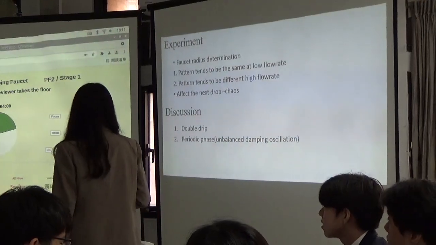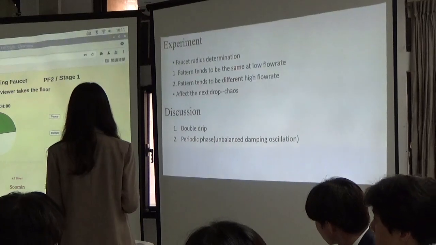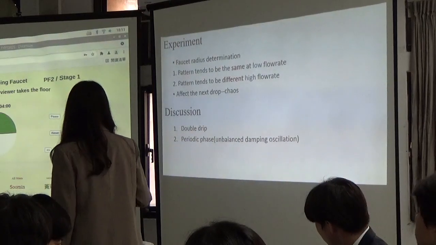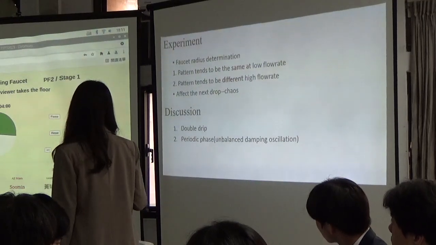And in the experiments, the faucet's readers determination. Patterns tend to be the same at low flow rates, and the pattern tends to be different at high flow rates. It affects the next drop's chaos. And in the discussion, they mentioned the double drift and the periodic race.